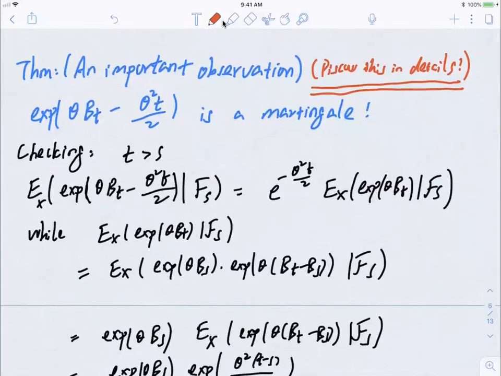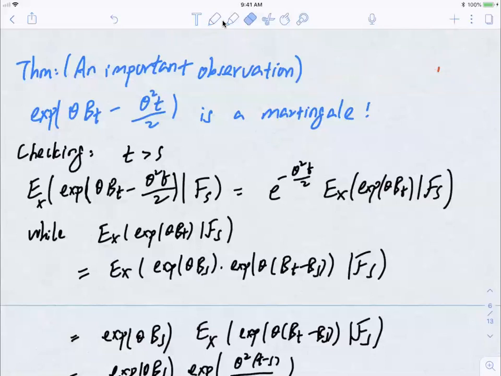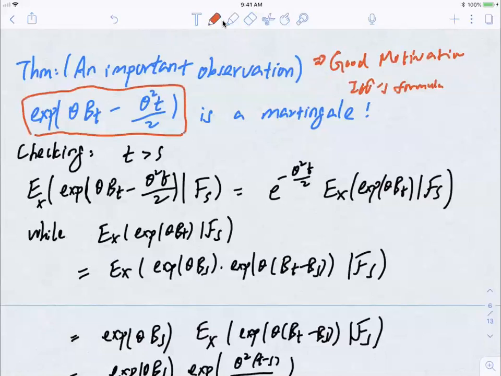But the following one is very useful, so I will discuss it more. It's a very important observation, a motivation to study Ito calculus, the Ito formula. But here, since we know nothing about Ito's formula, we just check this directly. I mean, of course, it's a Markov process. So we claim this stochastic process is a martingale.